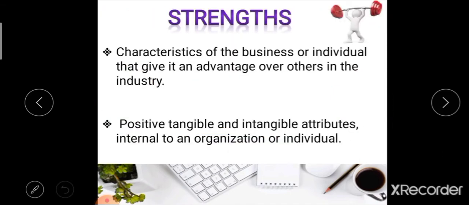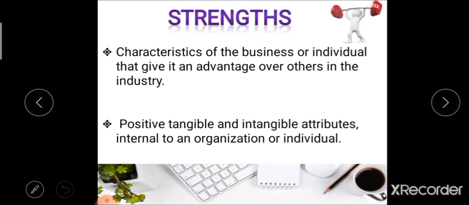After that, the next point, we study in detail these four factors. The first factor is strength. Strength is a characteristic of a business or individual that gives it an advantage over others in the industry. In short, strengths are the different advantages, which may be financial or indirect advantages, acquired by that particular individual or business organization, and these are considered strengths of that individual or business organization.